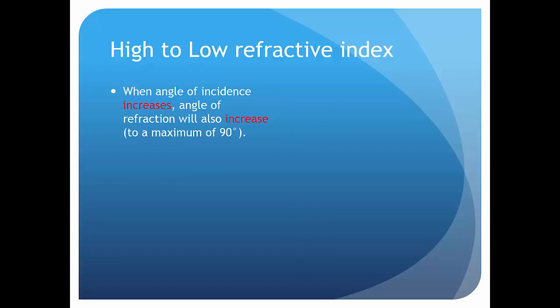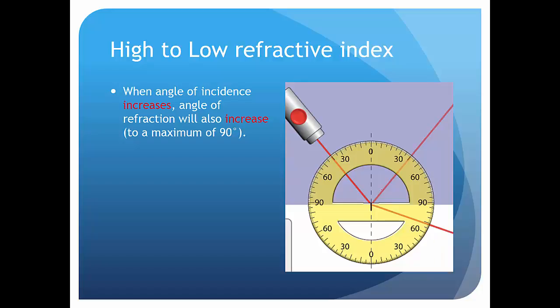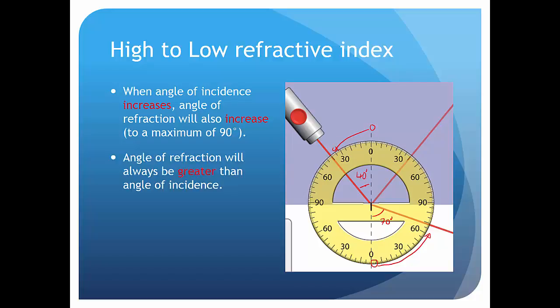Similarly, when the angle of incidence increases, the angle of refraction will also increase, but of course, it only increases to a maximum of 90 degrees. So this is what happens when your angle of incidence increases to 40 degrees. You find that the angle of refraction, in this case, is increased to roughly about 70 degrees. Do take note that when we talk about angle of incidence or angle of refraction, we always start from the normal as 0, and you measure the angle like that. From 0, you measure the angle in this manner. And the angle of refraction will always be greater than the angle of incidence.